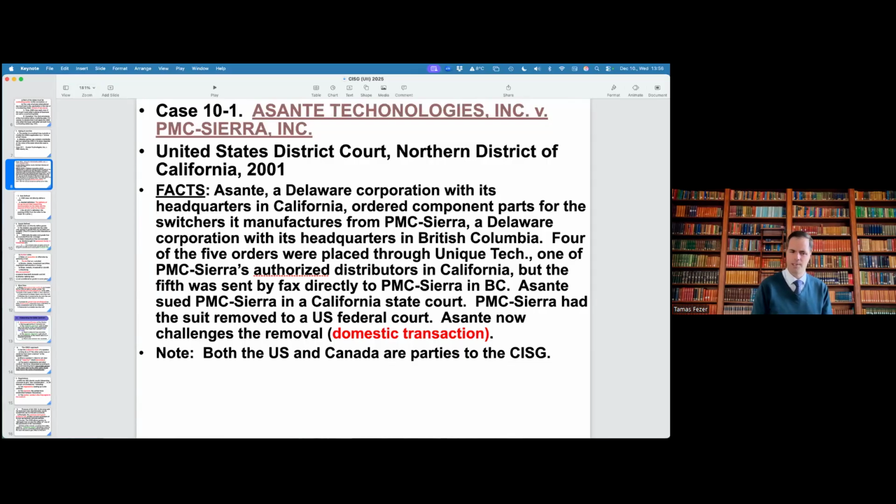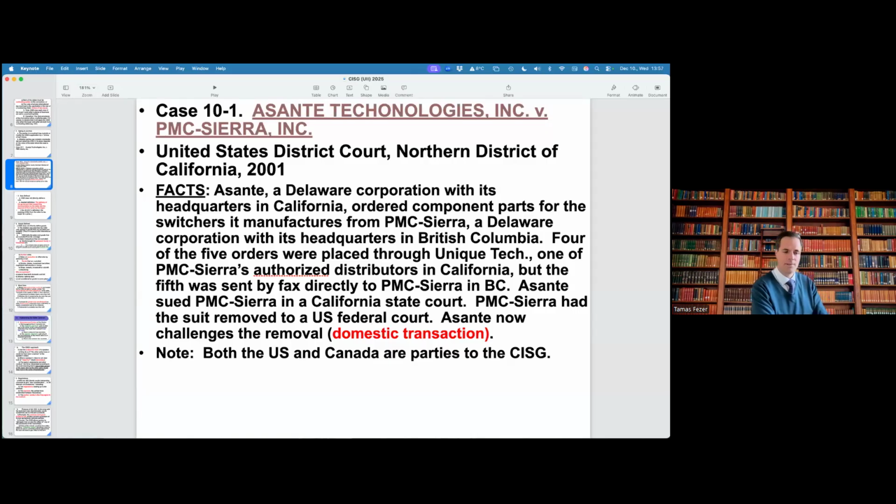Now, if you have to decide where the places of business are for Asante and for PMC Sierra, you can see that there is quite a big blur in here. You can get to a conclusion that both companies, Asante and PMC, are registered in the United States, right? In Delaware, the same state of the United States. So you can say that this is not a CISG transaction simply because there's no international element in here.